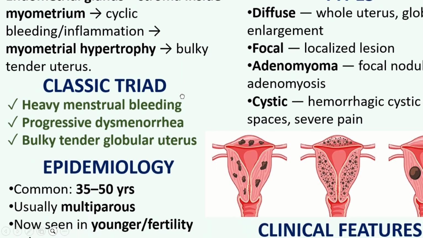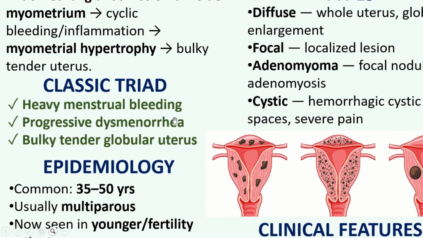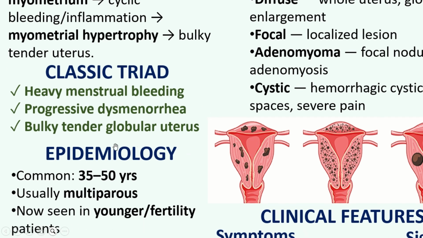So the classic triad: the woman is going to come in complaining of very heavy menstrual bleeding, progressive dysmenorrhea, so with every subsequent period, the pain increases, and then they're going to have a bulky and tender globular uterus. So the uterus is going to increase in size.